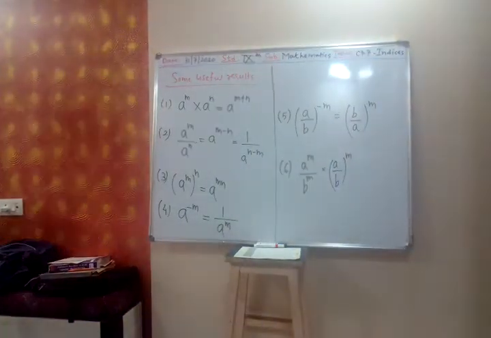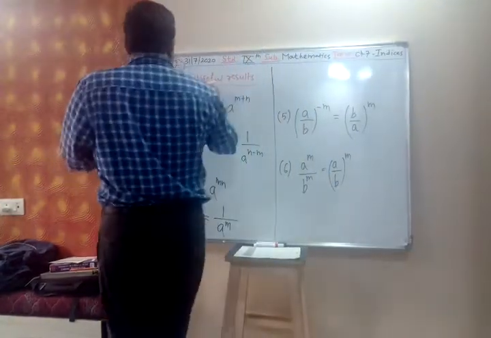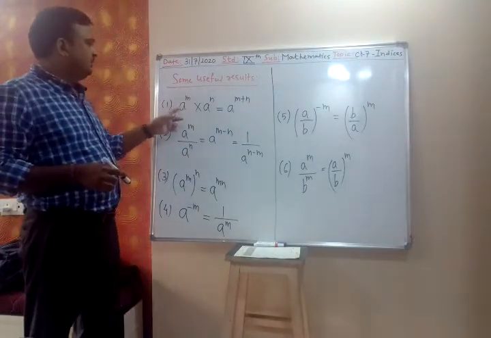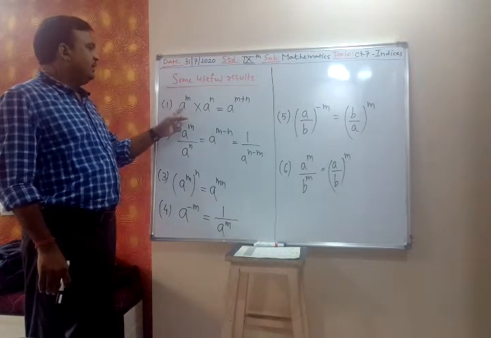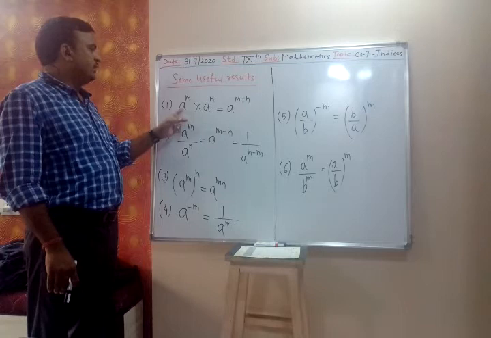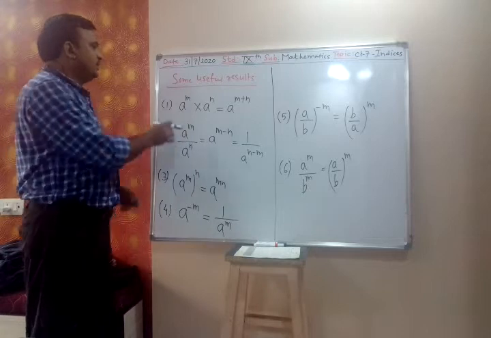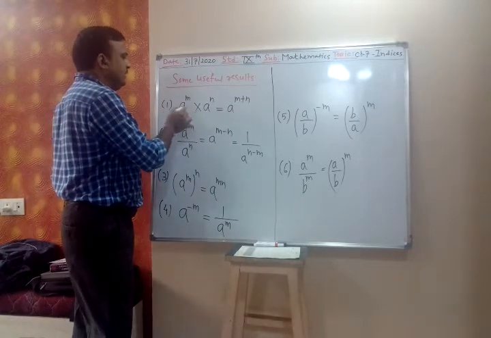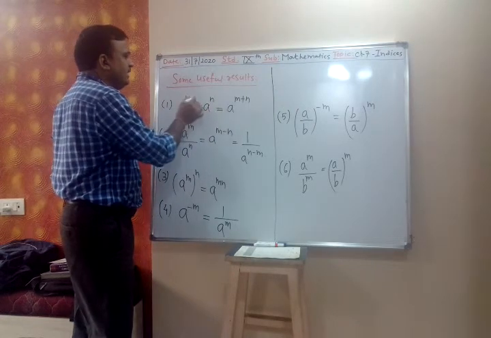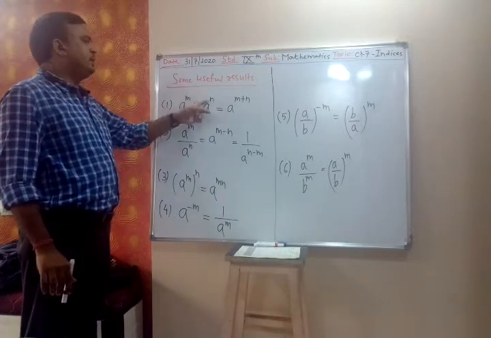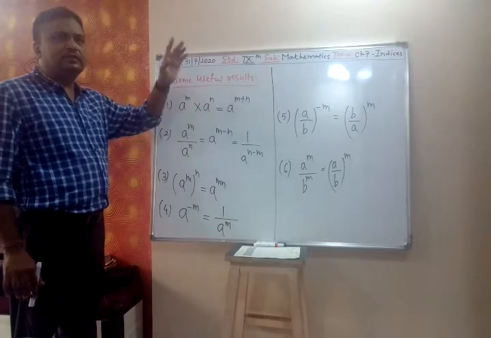Indices. Some useful results. We will write first: a raised to m into a raised to n. A is the base and m is the power; in a raised to n, a is the base and n is the power. Wherever the bases are the same and there is multiplication, we take the same base a and add the powers. So a raised to m into a raised to n is a raised to m plus n.